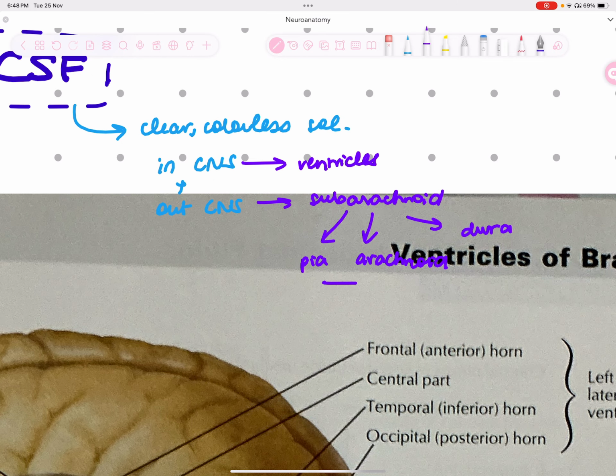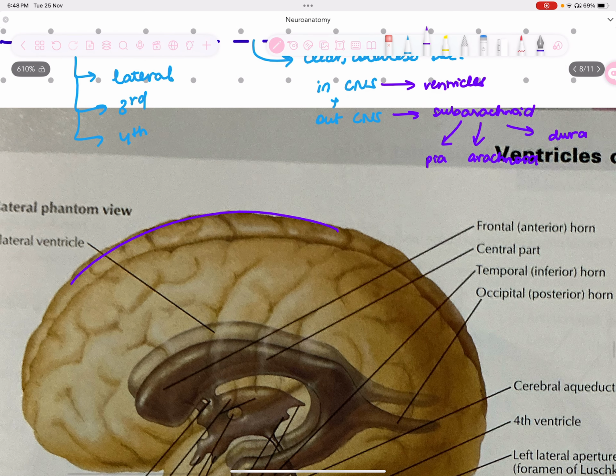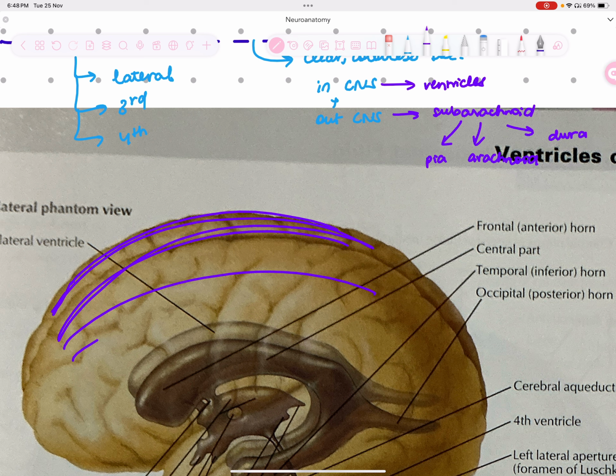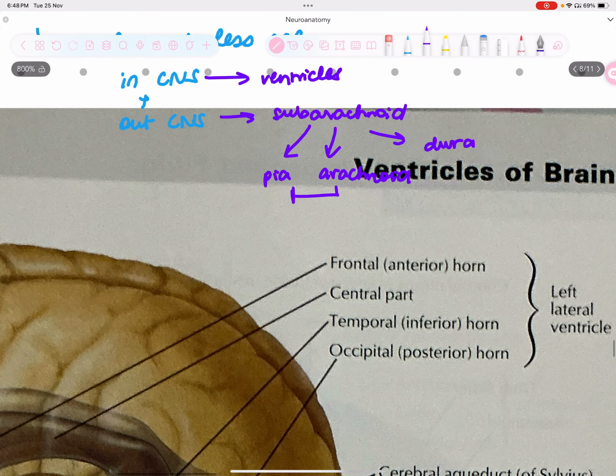Between the pia and arachnoid matter, so pia is the innermost covering which lines just around your brain matter. So if this is your brain matter, let's say cerebral hemisphere, just around it there'll be a very thin layer that will be the pia matter. Between the pia matter and arachnoid matter, that space is called subarachnoid space.